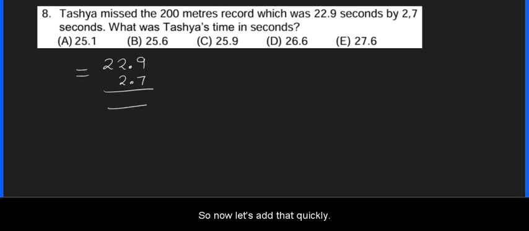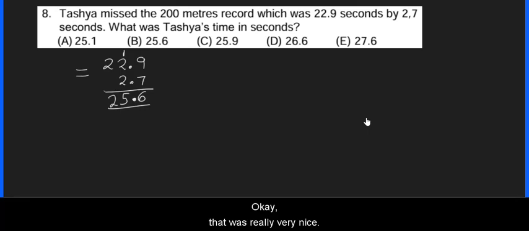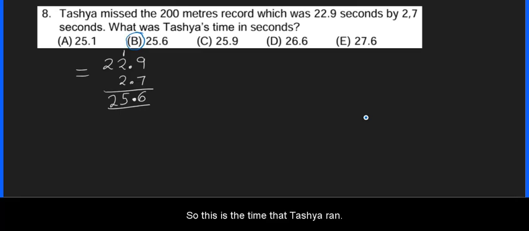So now let's add that quickly. 9 plus 7, that is 16. So we have 6. We carry 1 to the other side, and then we put the point in there. 1 plus 2 plus 2, this is 5. And then 2 plus 0, this is 2. So it's 25.6. Okay, that was really very nice and quick, which is B. So this is the time that Tashna ran, 25.6 seconds. Let's move to the next question.